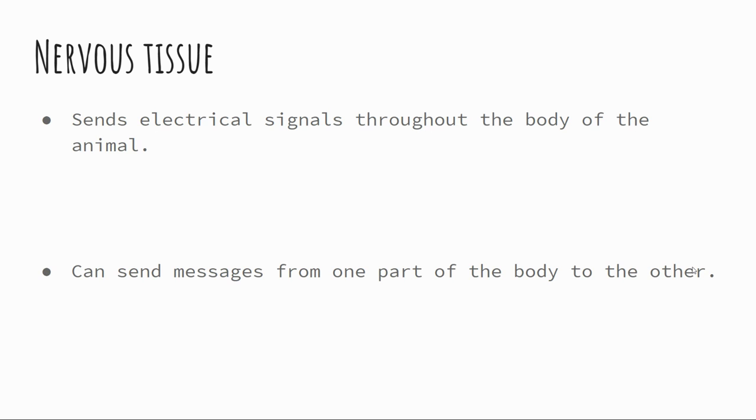Nervous tissue, okay, kind of short, sweet, to the point with nervous tissue today. Tomorrow we'll really dive into nervous tissue. So nervous tissue sends electrical signals throughout the body of the animal. This is the method of communication from one part of the body to the next. Okay, so this is how information about the environment is gathered, interpreted, and decisions are made, whether it be a conscious decision or an unconscious decision.